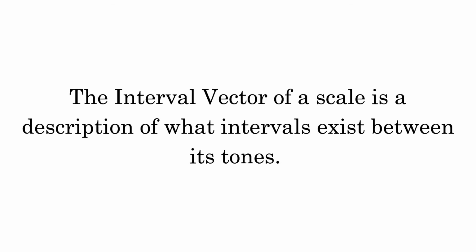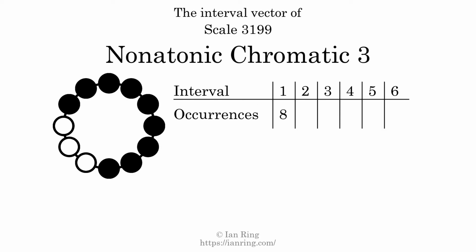The interval vector of a scale is a description of what intervals exist between its tones. There are 8 intervals with the size of 1 semitone. They are here, here, here, here, here, here, here, and here. There are 7 intervals with the size of 2 semitones. They are here, here, here, here, here, here, and here.